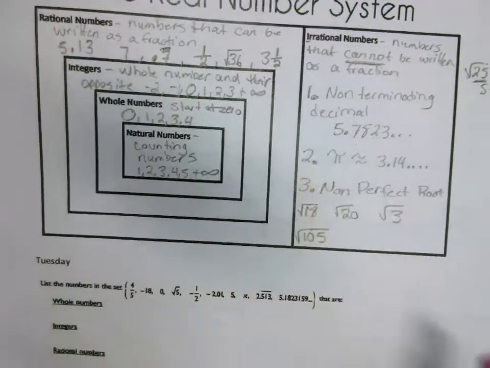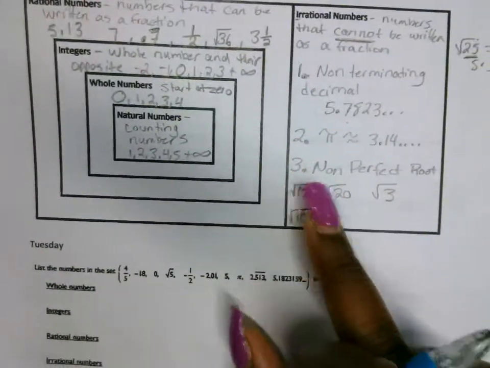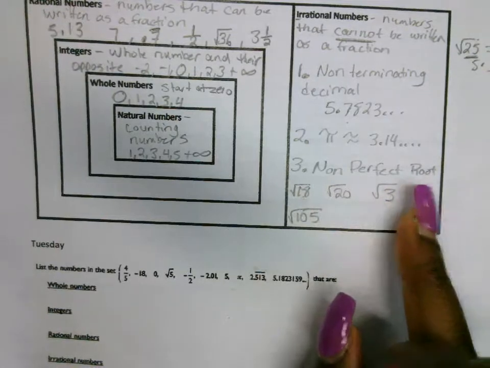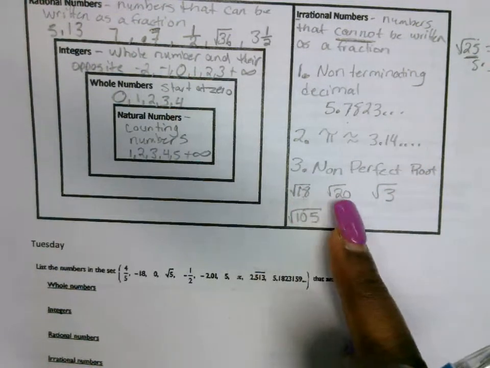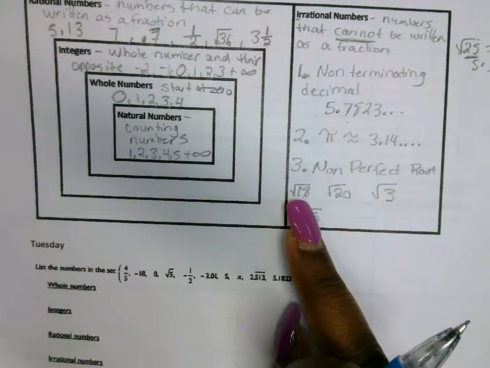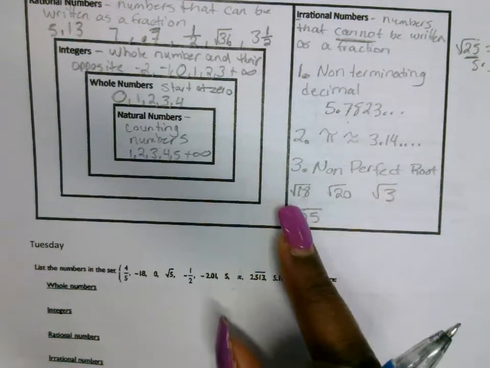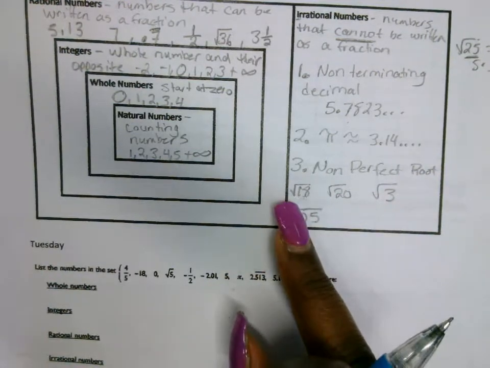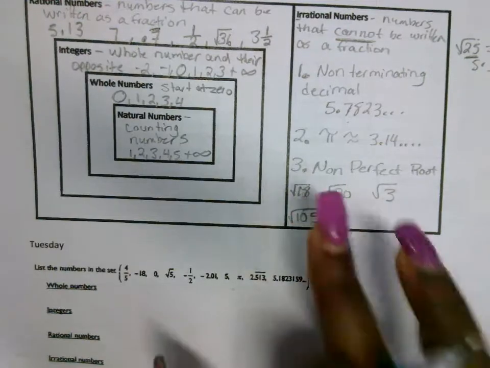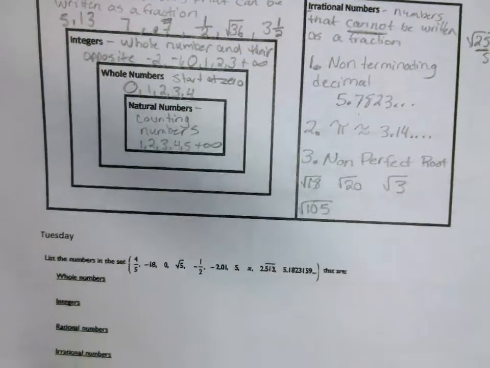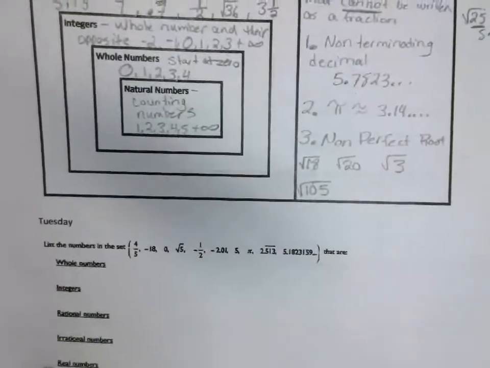You can't do that. And the last type of number is going to be your non-perfect roots. Those are going to be your roots in which the answer is going to be a decimal. So anytime the answer is a decimal when you're simplifying these roots, it is going to be irrational. You cannot write it as a fraction.